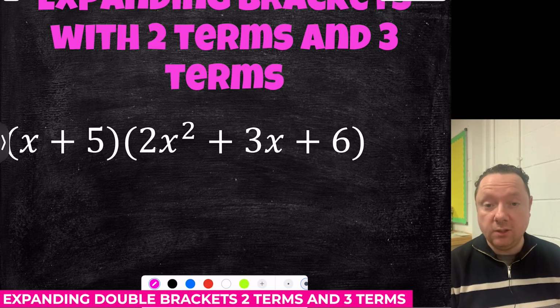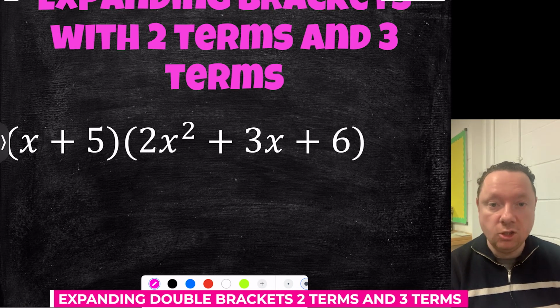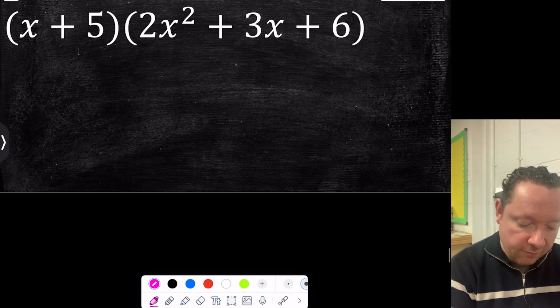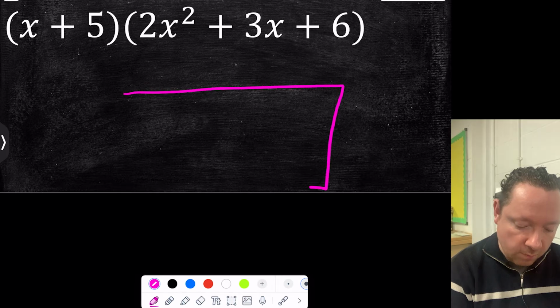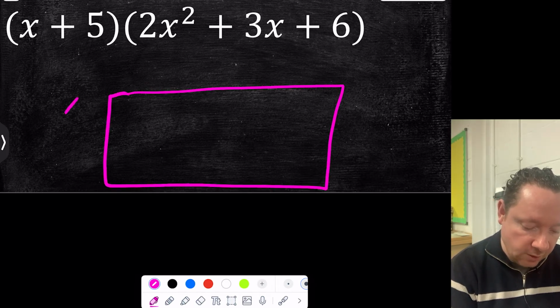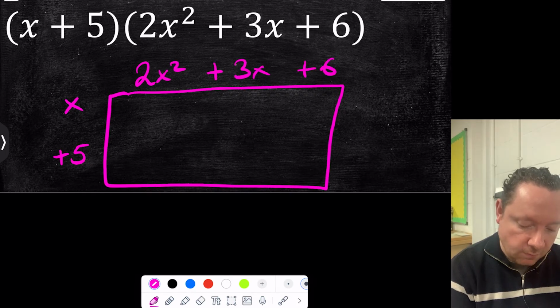Okay, expanding brackets with 2 terms and then 3 terms like this, x plus 5 times 2x squared plus 3x plus 6. Again, no problem here, just use my box, but just being careful that there's going to be much more numbers inside. So you've got x plus 5, 2x squared plus 3x plus 6.